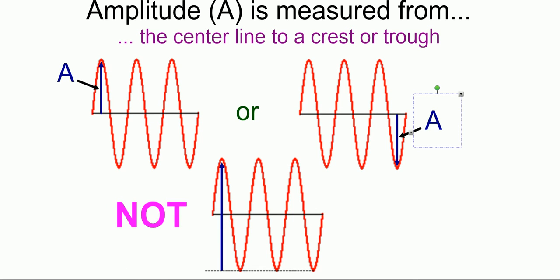The reason I mention that is because sometimes people will think that amplitude is measured from, say, the whole distance from a trough to a crest. So you can draw that little line there, and maybe that's your amplitude, but that's not true. Not true at all. So it's really from the center line to a crest or to a trough, not the whole distance.